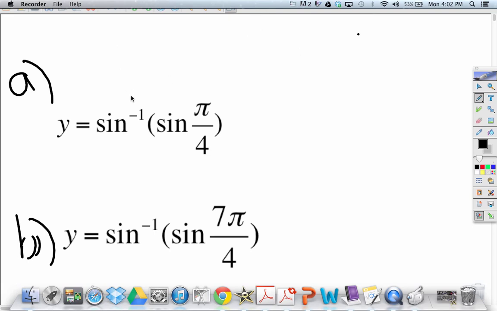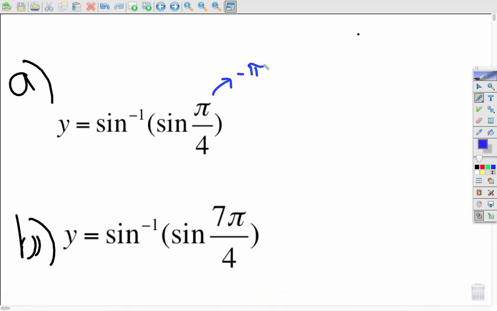Okay, the inverse sine of pi over 4. Because pi over 4 lies in between negative pi over 2 to pi over 2. Okay, it's in there. Then we can say that this is equal to pi over 4.